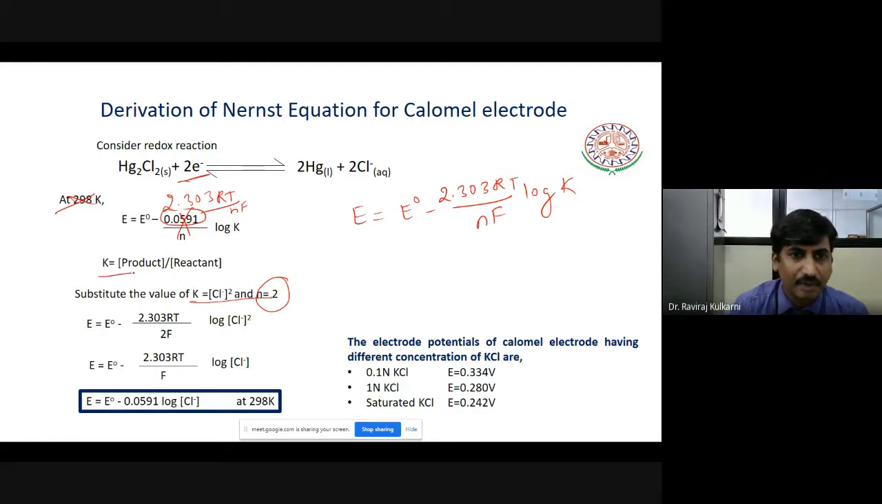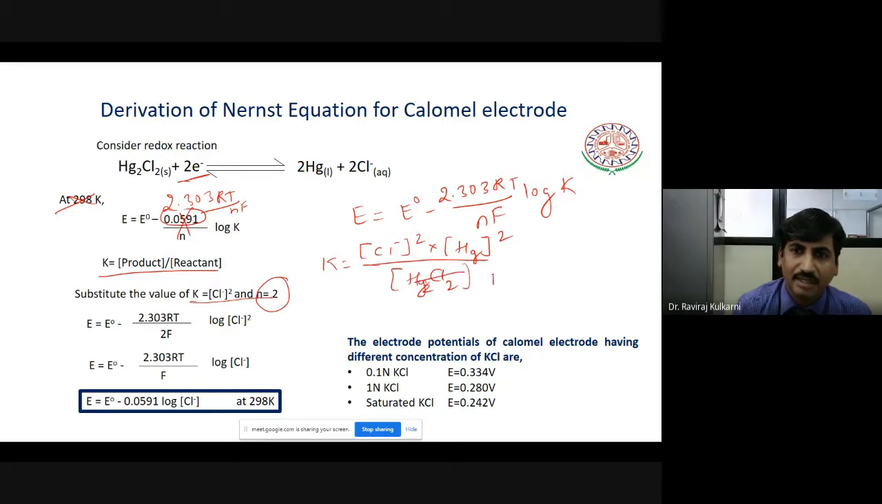So K is what? Product divided by reactant. K is equal to the concentration of Cl minus square into concentration of Hg square divided by concentration of Hg2Cl2. And this is 1, right? This is also 1. 1 square is 1. So K I have written directly.